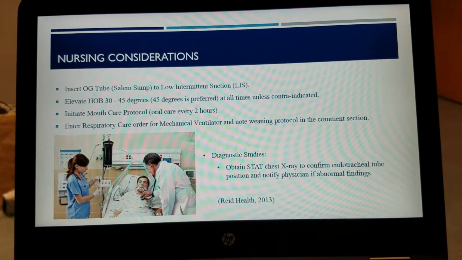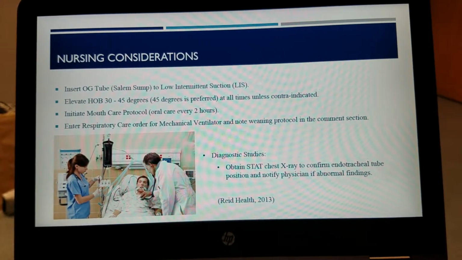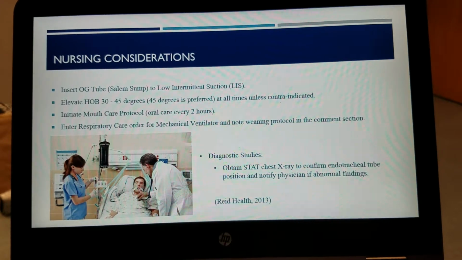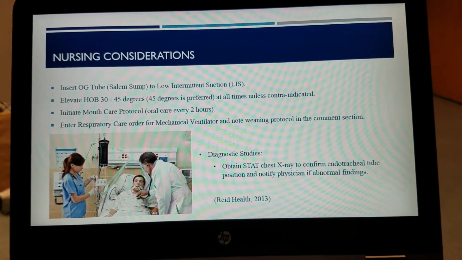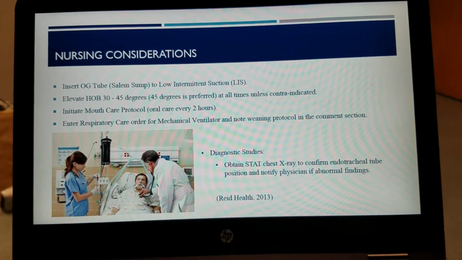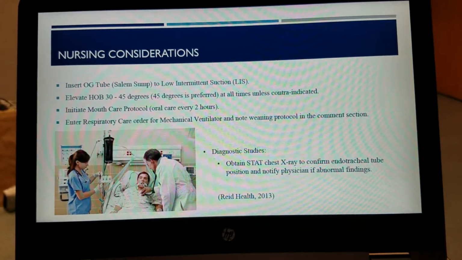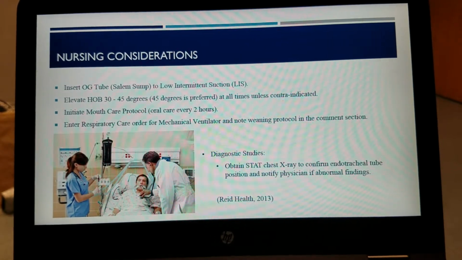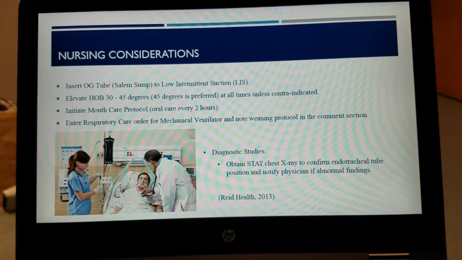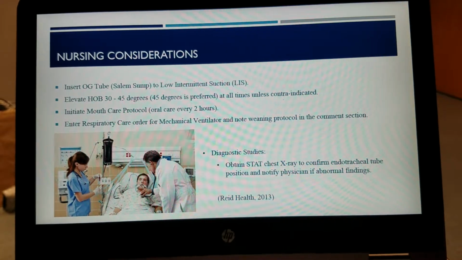Nursing considerations. Insert OG tube, Salem sump to low intermittent suction. Elevate head of bed 30 to 45 degrees, 45 degrees is preferred, at all times unless contraindicated. Initiate mouth care protocol, oral care every 2 hours. Enter respiratory care order for mechanical ventilator and note weaning protocol in the comment section.